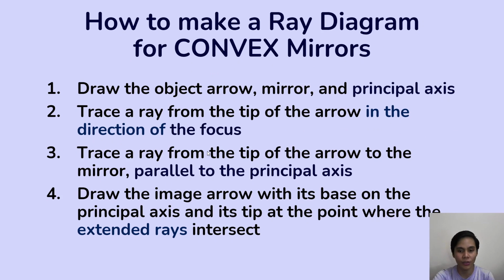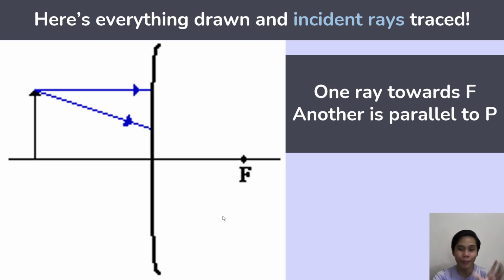When we study how to make a ray diagram for convex mirrors, these are the same 4 steps as in plane mirrors and in concave mirrors, but again, adjusted for the convex mirror. So again, we have the tip of the arrow in the direction of the focus. We have another ray that we have to trace that's parallel to the principal axis, and then we have to look at the extended rays and where they intersect to see the actual image. Alright, so let's go through it step by step with pictures. So this is the first step with the incident rays traced.